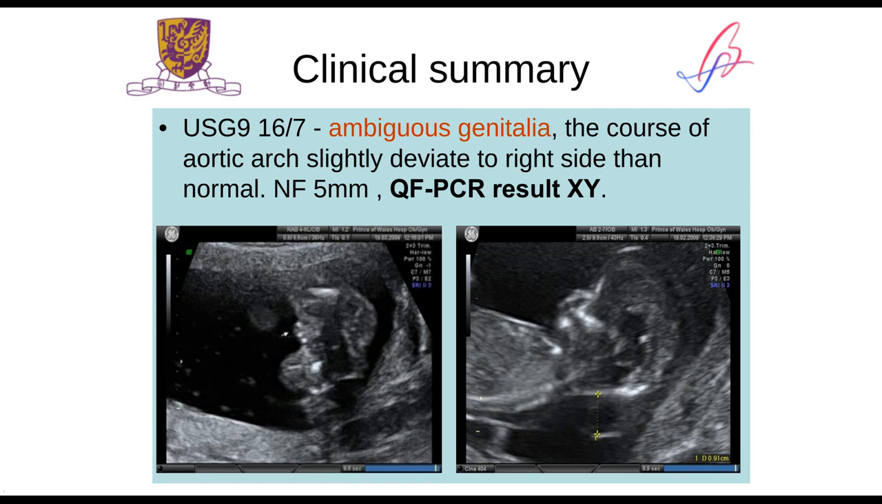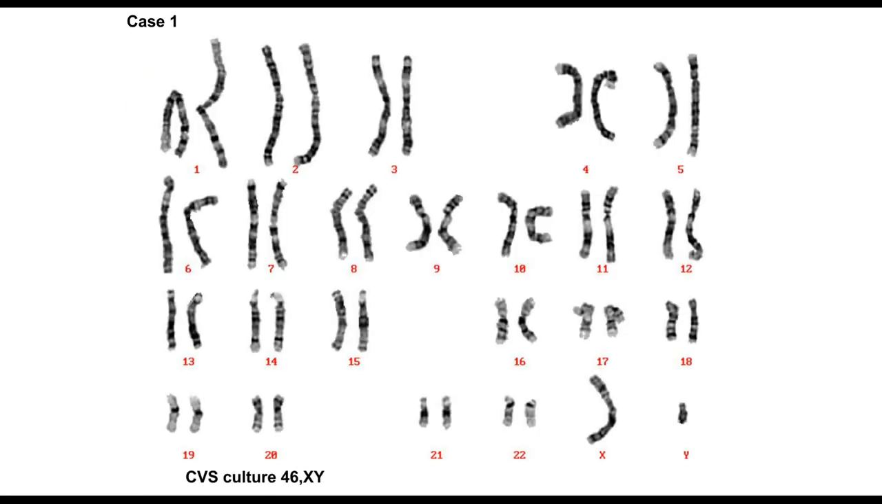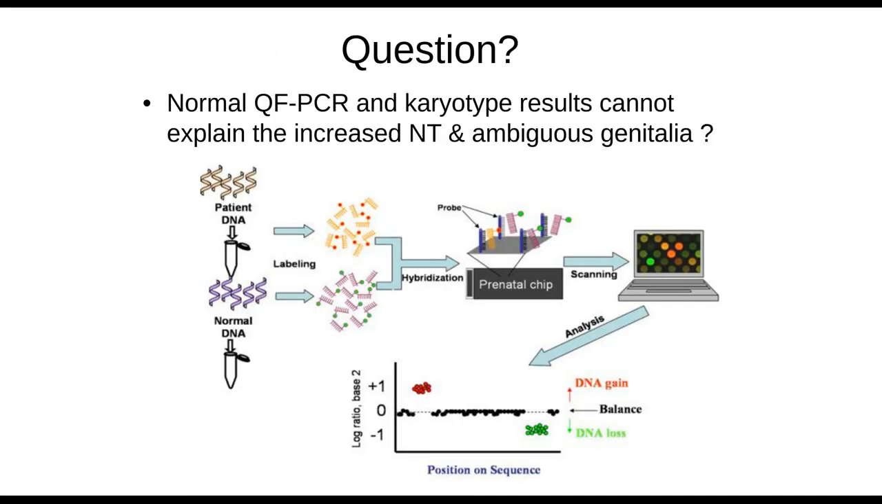In the meantime, you can see that the nuchal flow is persistently high. So we waited another week, because the gold standard is to wait for karyotyping. The karyotyping result came back, a pretty standard karyotype with good resolution, and it confirmed our result: a male fetus, but the morphology scan showed ambiguous genitalia. So we encounter a very important issue. Normal QF and normal karyotype cannot explain the increased nuchal translucency as well as the ambiguous genitalia.